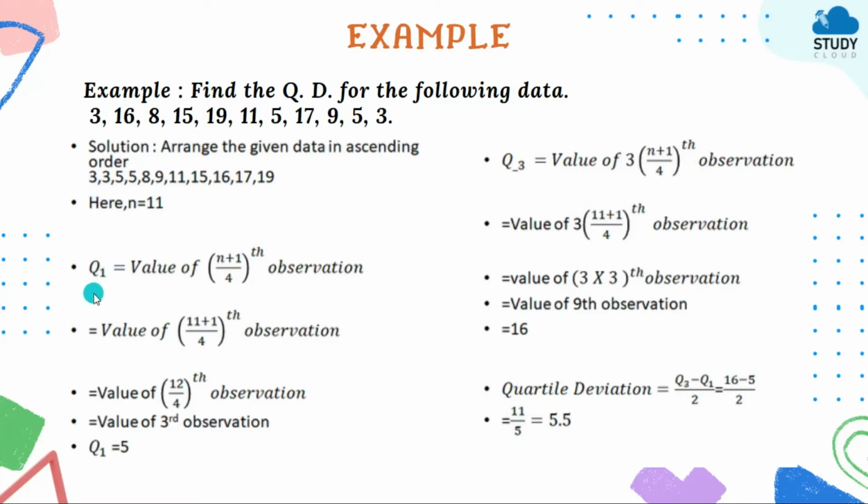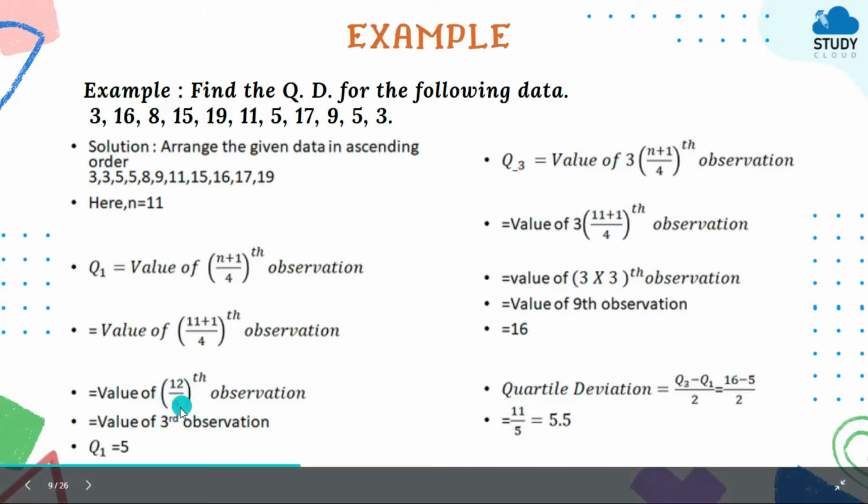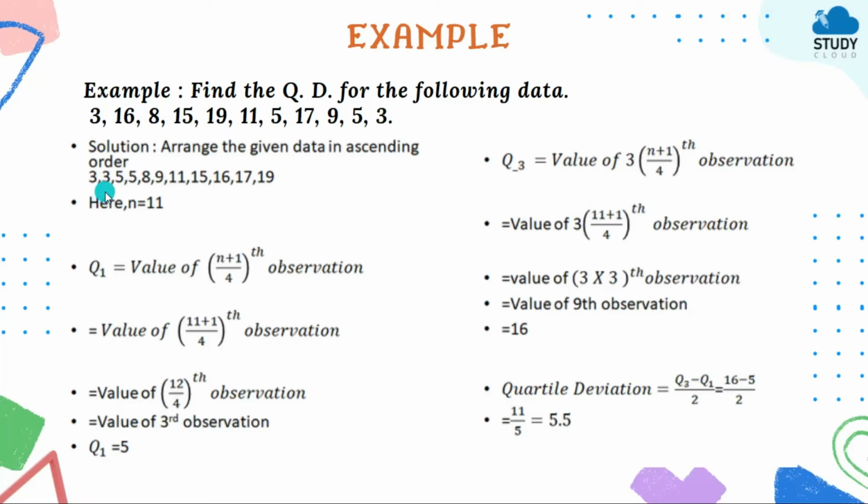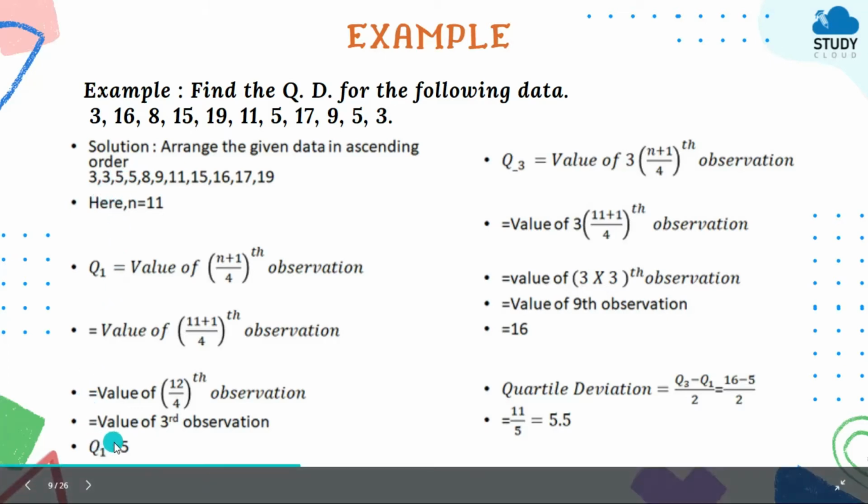So just put the formula of quartile 1 first. Value of (n plus 1) upon 4th observation. Here n is 11, so (11 plus 1) upon 4th observation. So 12 upon 4th observation. When you divide this, 4 1s are 4, 4 3s are 12, so you get the value of the 3rd observation. Now check the data. Which is the 3rd observation? 1, 2, 3. This 5 is the 3rd observation. So our quartile 1 will be 5.